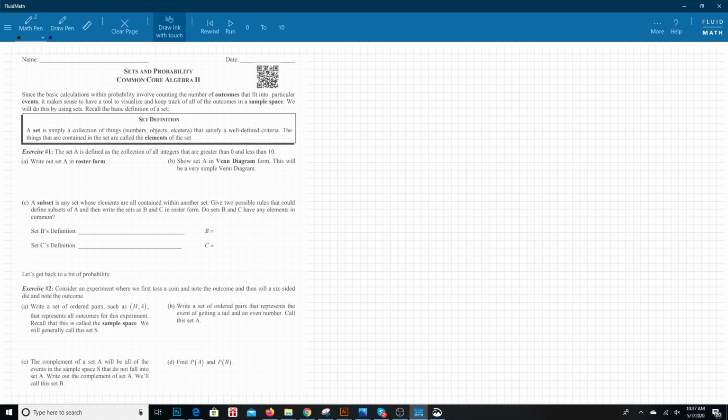So sets and probability is pretty straightforward. It's essentially just the same thing we were doing with probability, except with sets, meaning that you do need an event and you do need a sample space. But in the case of sets, it's going to be slightly different.